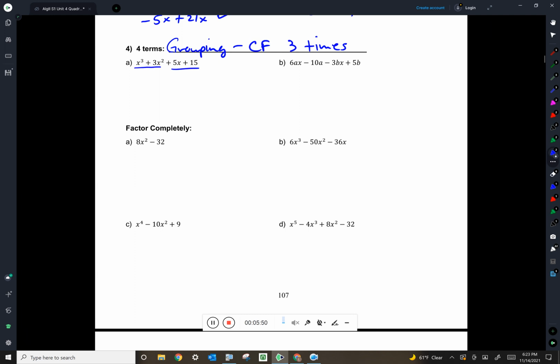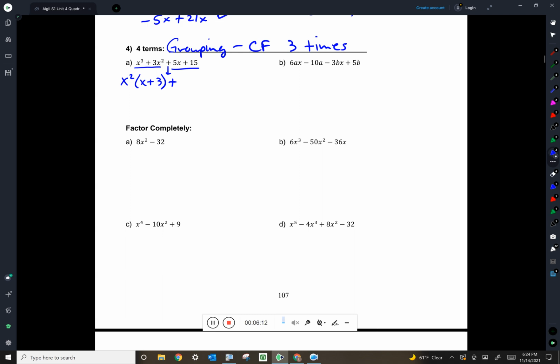So from the first 2, is there a common factor? Well, sure, I can take out an x squared. So if I take an x squared out of just the first 2, I'm going to have x plus 3. Okay, bring that sign down, so plus. So I just did common factor 1 time. And so now I'm going to look at the last 2.